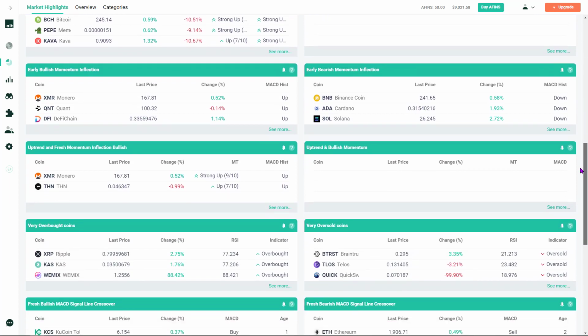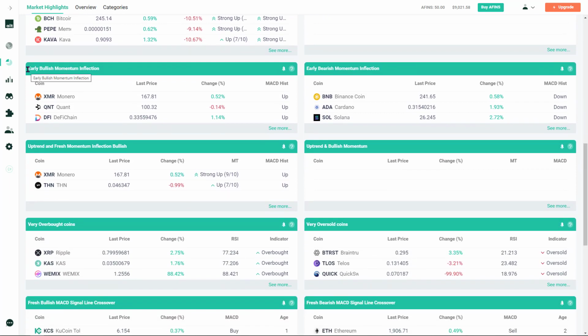But the two that I'm most interested in is coins that have an early bullish momentum inflection, which means they are sort of swinging up. And on that list, we see Monero and Quant. And then below that is a similar list, but with the additional filter condition, which says only coins that are in an uptrend on a medium-term horizon and also have a fresh momentum inflection. So are in an uptrend, but also are in an upswing. All right, so that's also Monero.